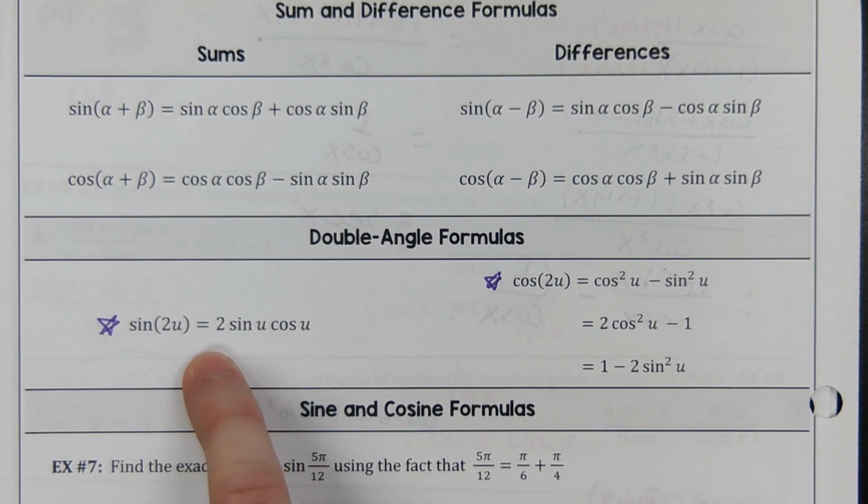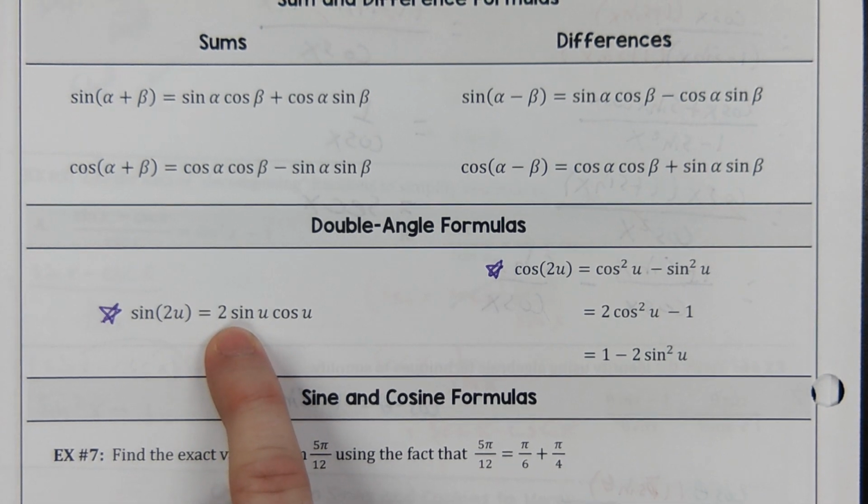This identity says sine of 2u or 2 theta or 2x or whatever is, I like that idea. Sine of 2 theta is 2 sine theta cosine theta.